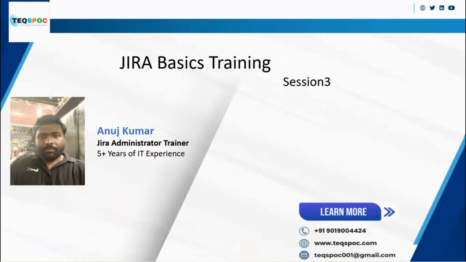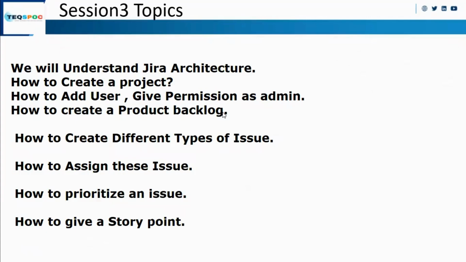In the previous session, we went through all the important terms and terminology in Agile. Now, in session 3, we will cover the following topics: we will understand the Jira architecture, how to create the project, how to add the user, give the permission as an admin, how to create the product backlog, how to create the different types of issues, how to assign these issues, how to prioritize an issue, how to give a story point. Okay. So this we will cover in session 3.